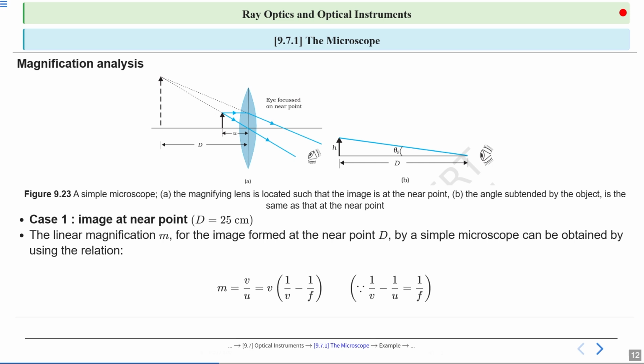Finally, look at the mathematical expression for magnification. The equation M equals V by U equals V multiplied by 1 by V minus 1 by F shows how magnification is calculated using the lens formula. This relationship is fundamental in optics as it connects the image and object distances with the focal length. Understanding this equation allows us to predict how changes in these variables affect the magnification.